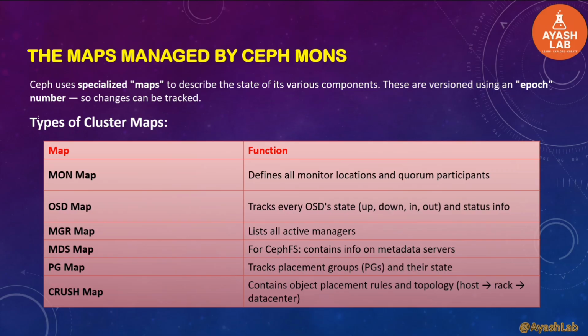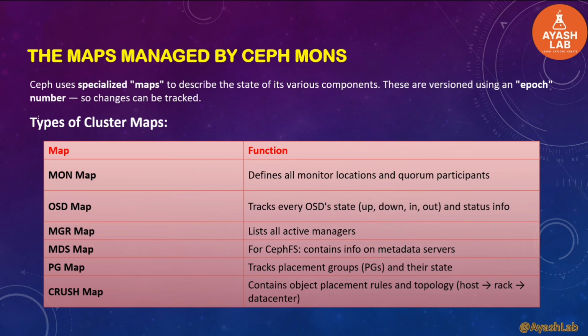Then the PG map, the placement group map. It tracks the health of placement groups, whether they are clean, degraded, or recovering, etc. The three, clean, degraded, and recovering, are the placement group states. I'll show you in detail in the upcoming lecture series while I'm going to deploy. Then the CRUSH map. So the CRUSH map defines rules for how and where data is placed across the cluster.